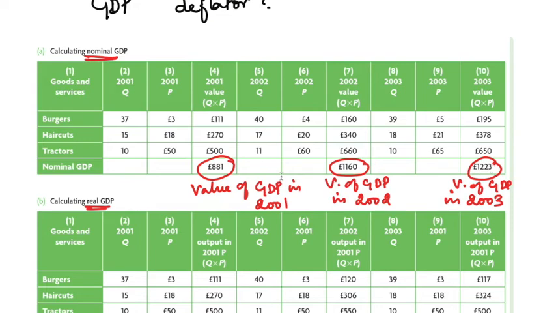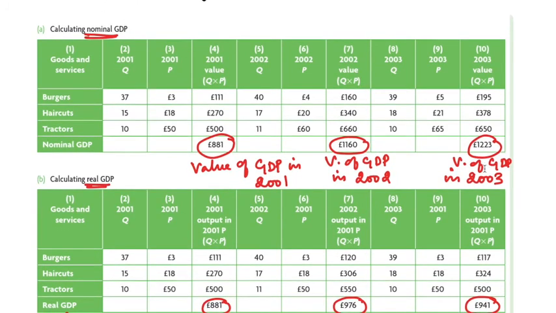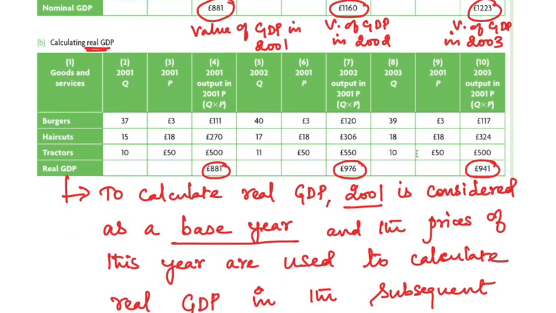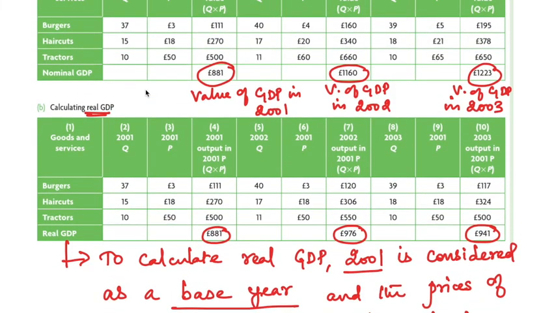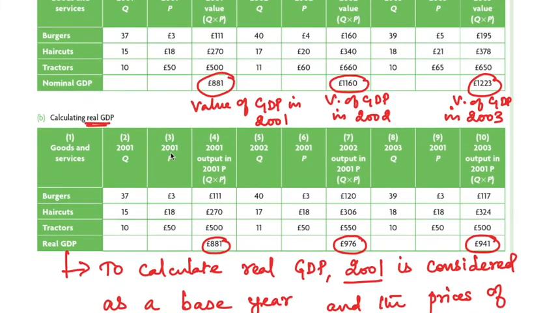So just by looking at these nominal values, you cannot come to the conclusion that everything is due to increase in number of goods and services produced. Part of this increase is due to increase in the prices or increase in the inflation. Now we have to calculate the real GDP, or we have to eliminate the effect of inflation or any increase in the price. So what we do here, we assume that 2001 is the base year.